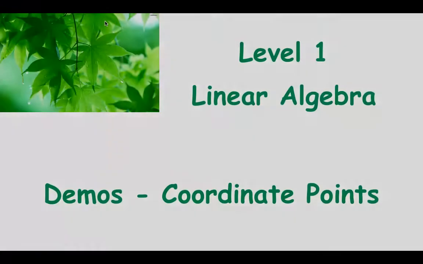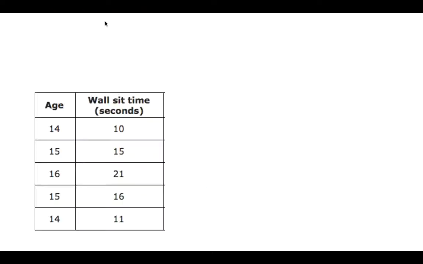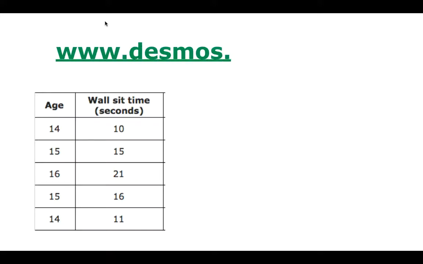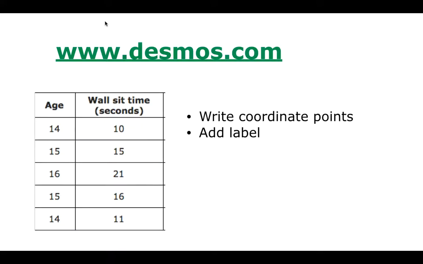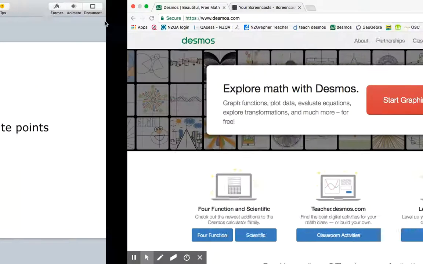So we just want to have a look at doing coordinate points using Desmos. So what we want to do is take our data about age and wool sit times, and go to the website www.desmos.com. We want to be able to write those coordinate points, and we also want to be able to add the different labels in. So that's what we're going to have a look at now.